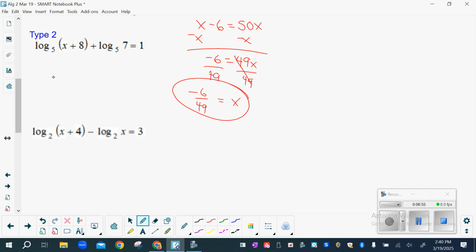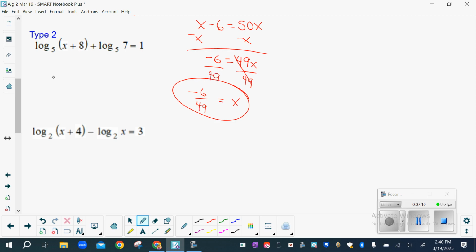What's different from the first? It's equal to a number. It's not equal to a log. So our first step is we're going to want to combine those two logs on the left. So this group here, tell me how I would do that.